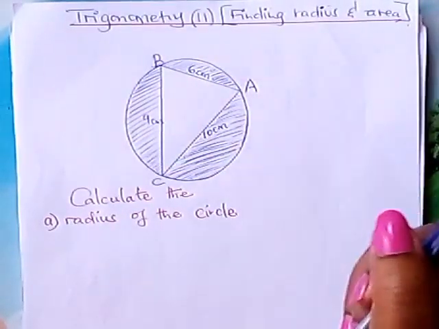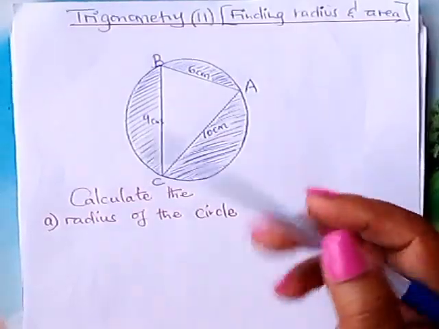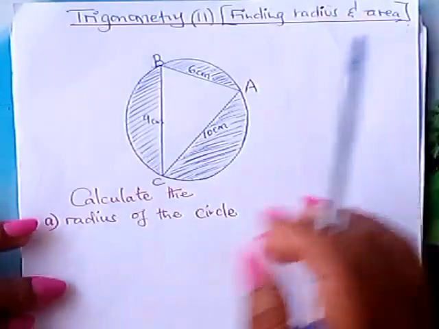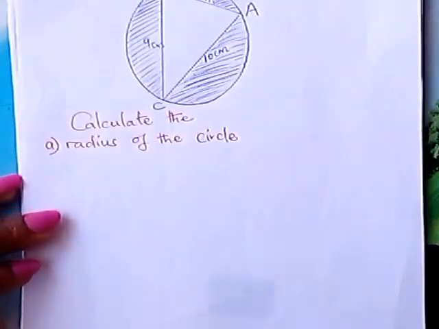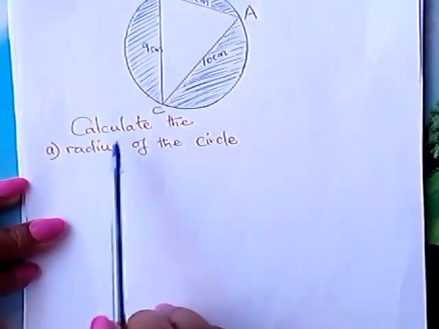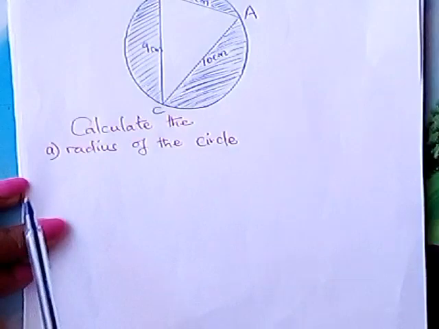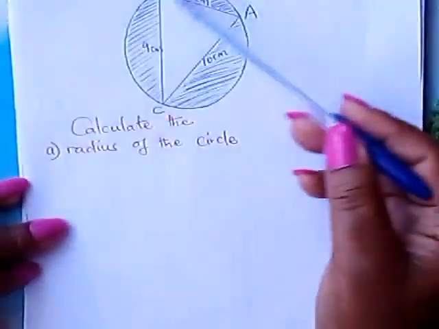This question carries 10 marks. It was once tested in KCSE. So we are told, calculate the radius of the circle. Calculate the radius of the circle.